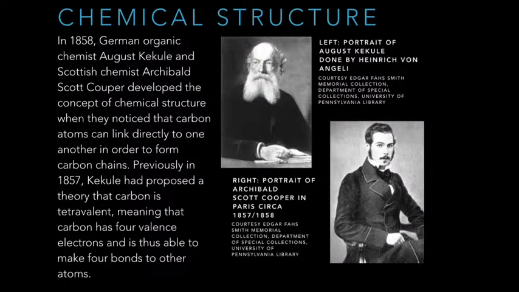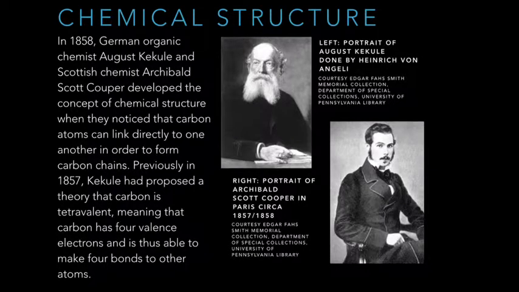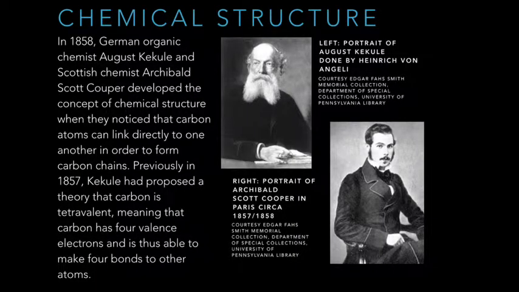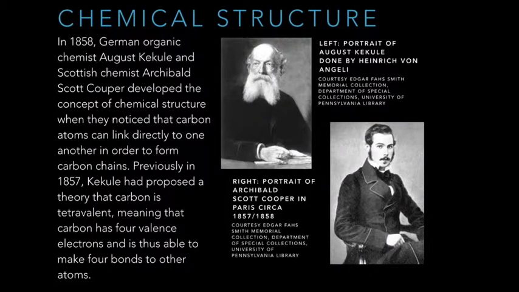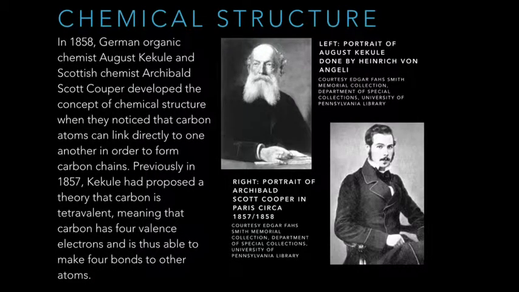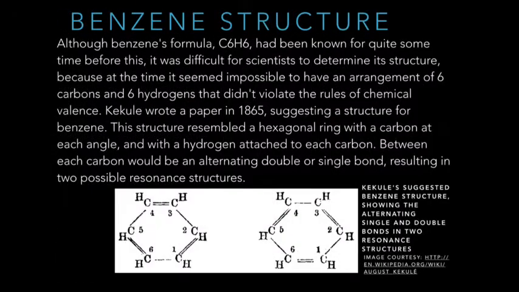Chemical structure. In 1858, German organic chemist August Kekulé and Scottish chemist Archibald Scott Couper developed the concept of chemical structure when they noticed that carbon atoms can link directly to one another in order to form carbon chains. Previously, in 1857, Kekulé had proposed a theory that carbon is tetravalent, meaning that carbon has 4 valence electrons and is thus able to make 4 bonds to other atoms.